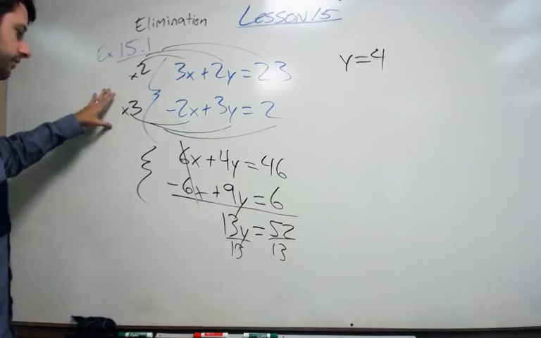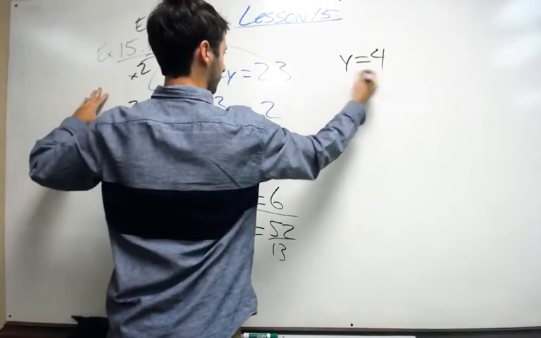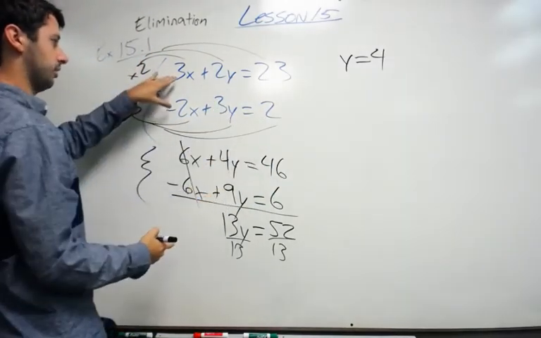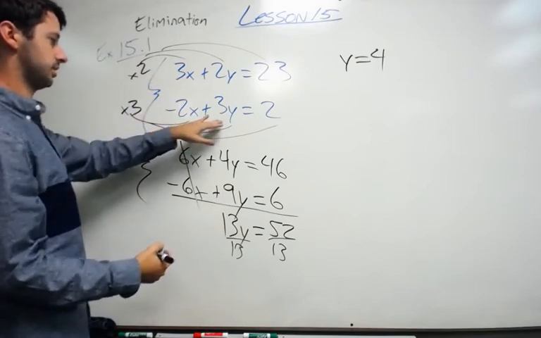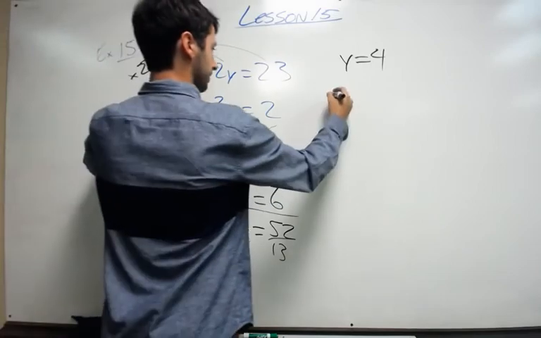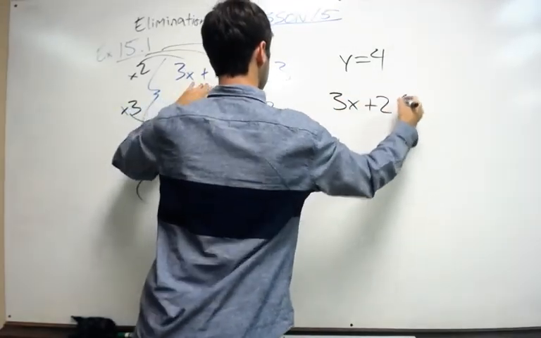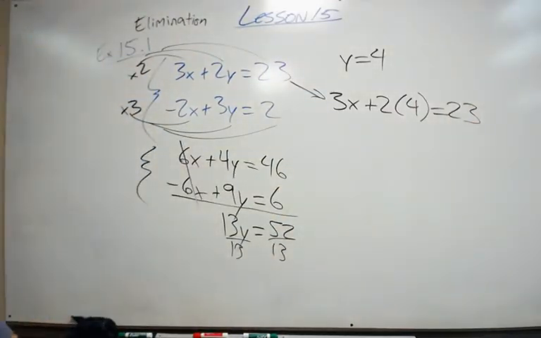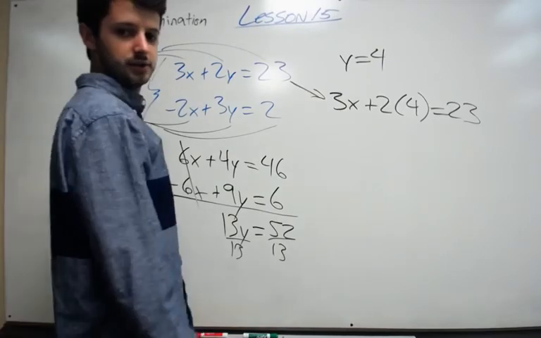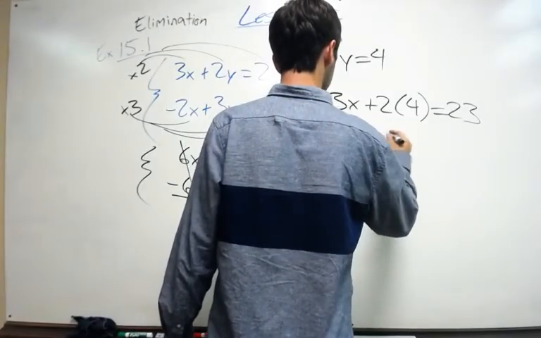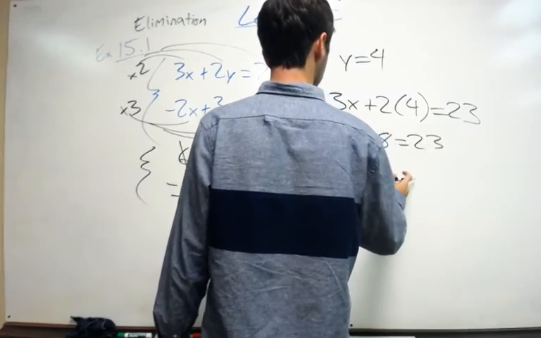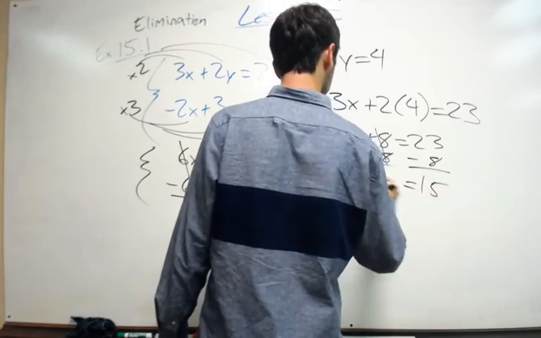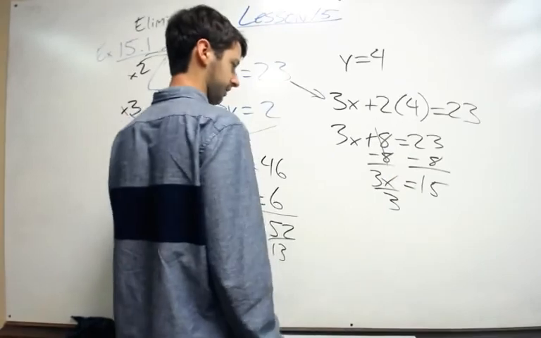So all you have to do here is plug in y equals 4 to any y value. You can go here, here. You could even go here or here. I'm going to stay with the top one because smaller numbers. Yeah, sure. I'll go right here. So I'm going to turn it into 3x plus 2 times 4 equals 23. So I moved that there and plugged in the 4 for the y. And then you solve. 3x plus 8 equals 23. Subtract the 8. 15 equals 3x. Divide by 3.